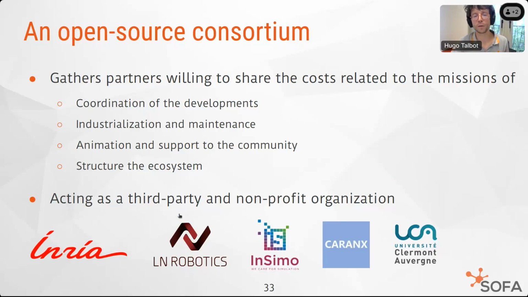So here are the 5 members of the consortium: INRIA, the Research Institute; LN Robotics, a company developing a robot guiding endovascular catheters automatically within the blood vessels; Insimo, which is developing simulations for training, and not only, so medical simulation for training; Caranx, which is a robotic company in healthcare; and the University of Clermont, which is developing stent simulation with SOFA, so again, a medical application.